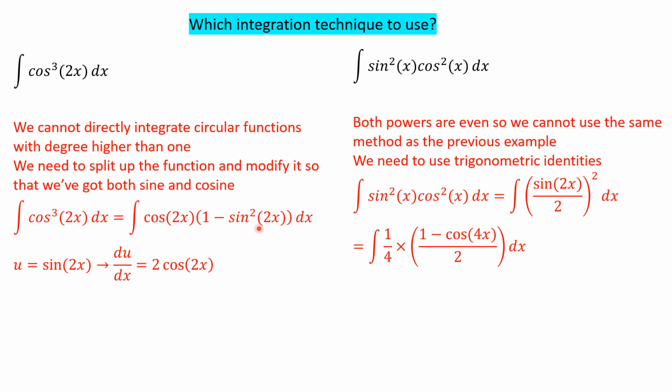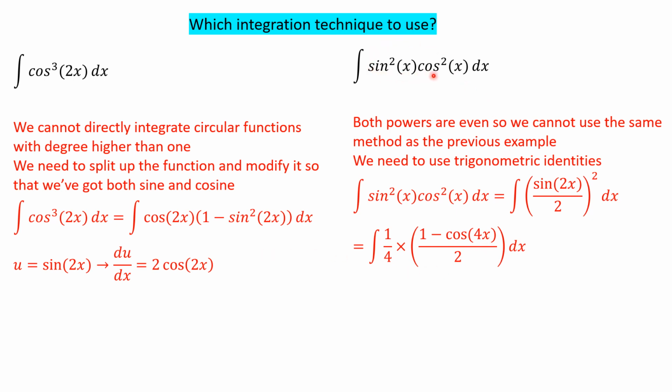So you let u be sine of 2x here. When you find du/dx, you will get 2 cosine of 2x. And as you can see from here, the other root is cosine of 2x. So when you rearrange and make dx the subject, cosine 2x will cancel out with 1 over cosine 2x.